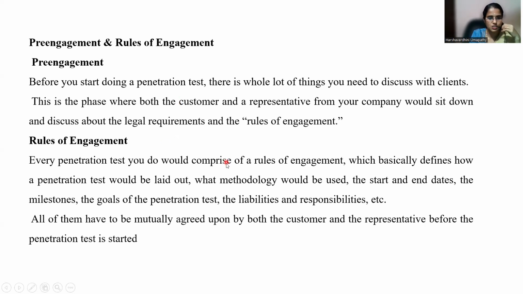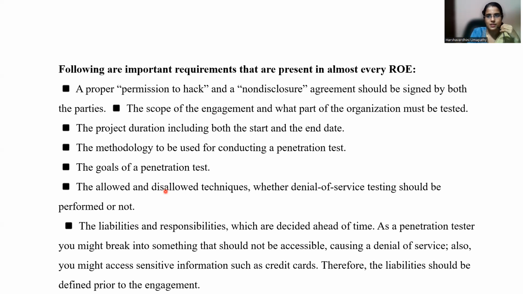Next one, rules of engagement. It defines a basic set of rules which define the methods, the start date, end date, the milestones, the goals, and the responsibilities and liabilities. So the rules of engagement define the overall phases where the penetration test occurs. Once all of them have been mutually agreed by both the customer and representative side, then the penetration testing will be started.